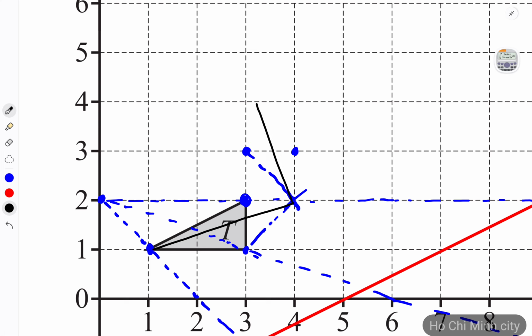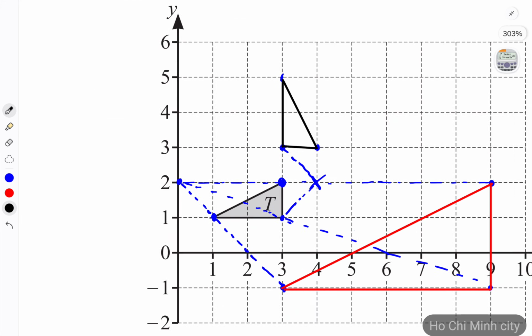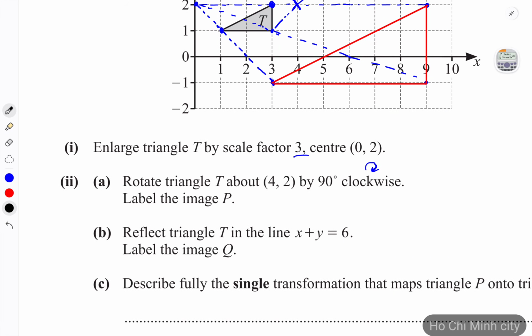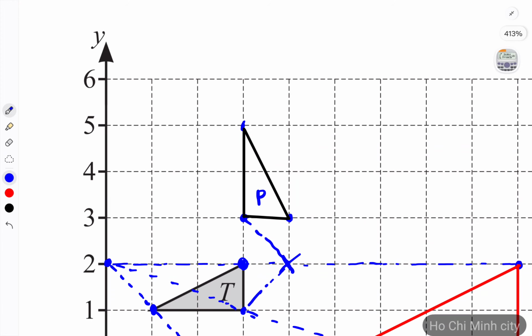Wait, 1, 2, 3, 1, 2, 3, right? We have a 90 degree here. Okay, so this would be the next point. So now we will connect these 3 points together. All right. So we have a new triangle after rotating 90 degrees about the point (4, 2). Then we have to label the image with the letter P.